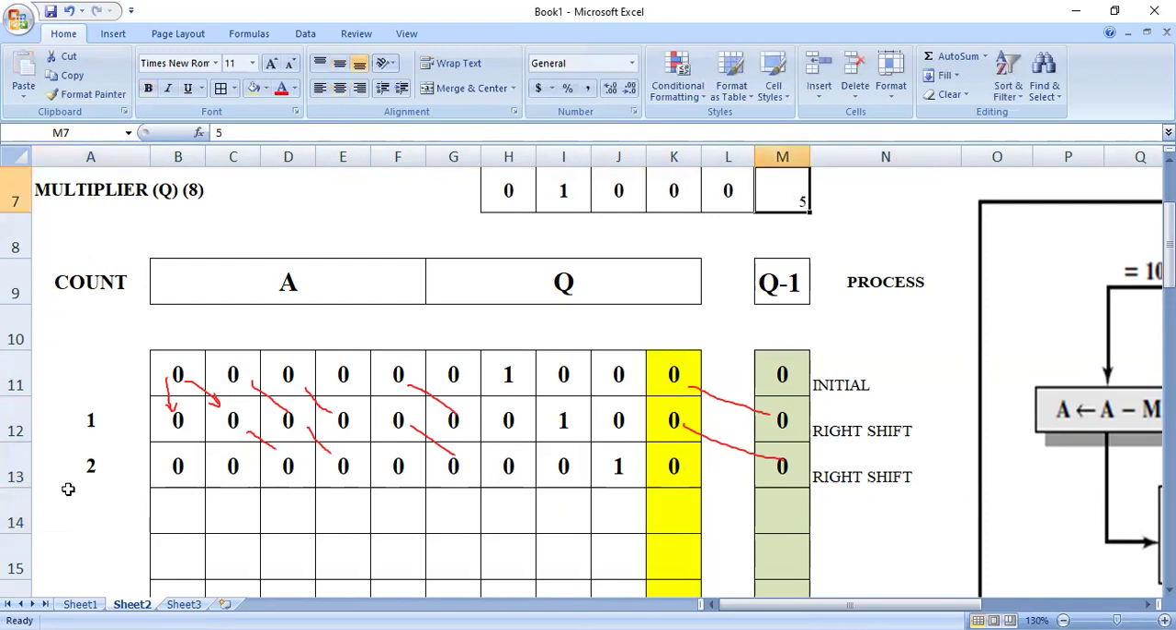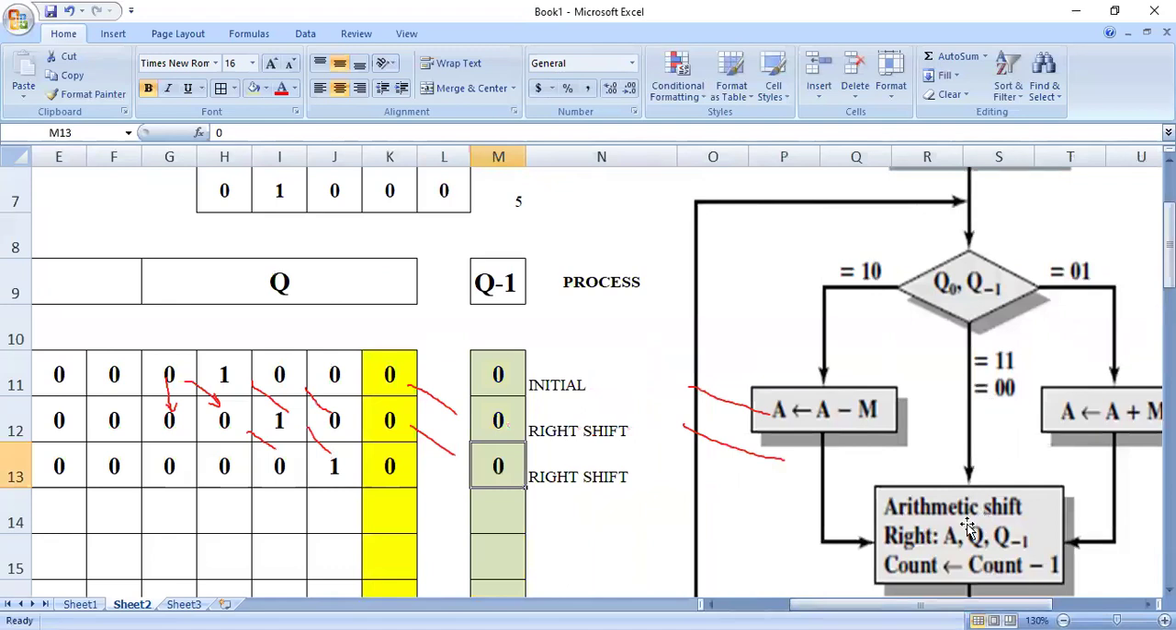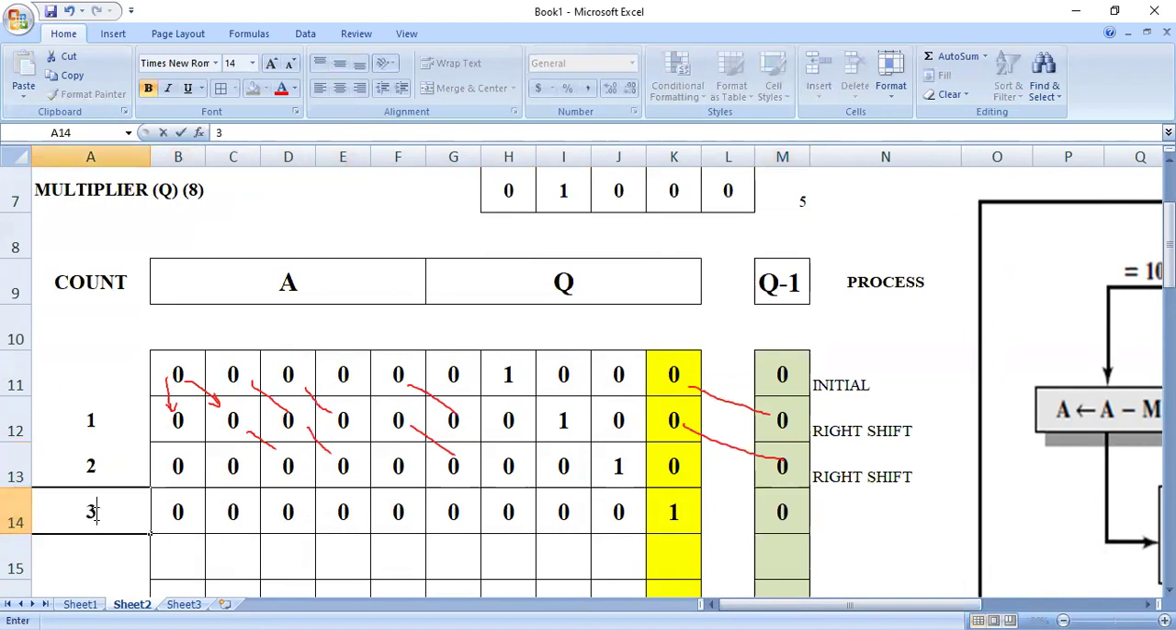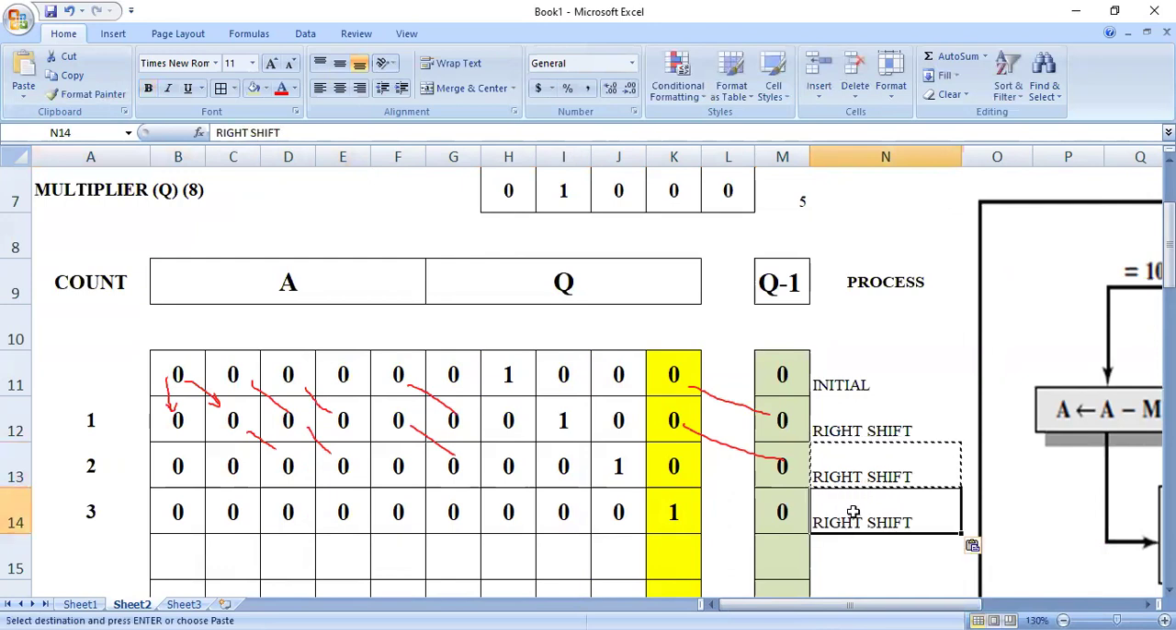Where has the cycle been over? No, the count is 5, so once again I have to perform the checking process. Q naught equal to 0, Q minus 1 equal to 0. If both values are 0, once again perform right shifting only. So here I'm writing 5 zeros, and here 0, 0, 0, 1, and this 0 will be shifted here. This portion is empty, so the same 0 will be shifted here also. So we have completed the third cycle also. Just perform the right shifting. Now check the values of Q naught and Q minus 1: next 1, 0.